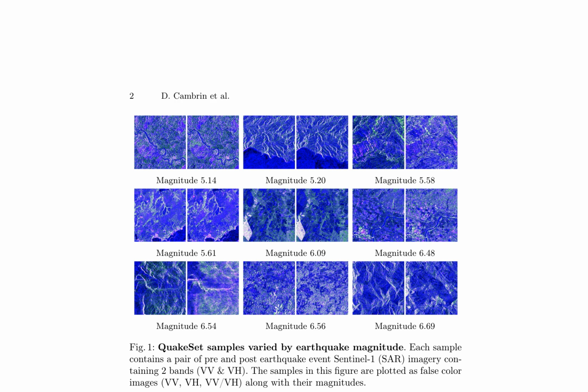The QuakeSat dataset is introduced, comprising Sentinel-1 satellite imagery samples varied by earthquake magnitude, with each sample consisting of a pair of pre- and post-earthquake event images with two bands, VV and VH. Visualized as false color images, these samples are accompanied by their corresponding magnitudes.